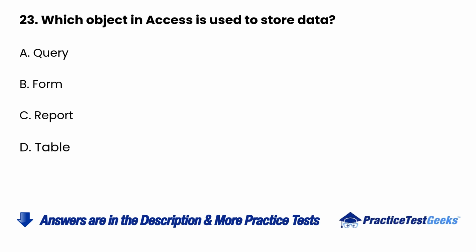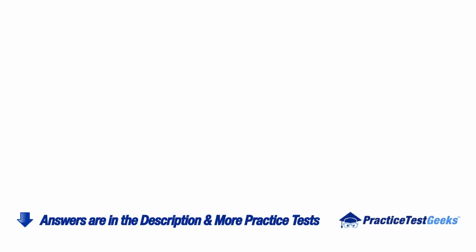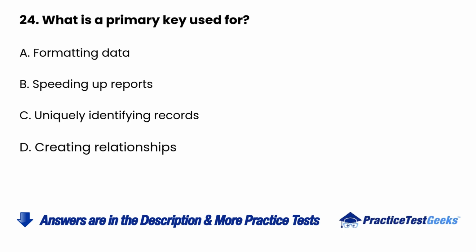23. Which object in Access is used to store data? A. Query. B. Form. C. Report. D. Table. 24. What is a primary key used for? A. Formatting data. B. Speeding up reports. C. Uniquely identifying records. D. Creating relationships.